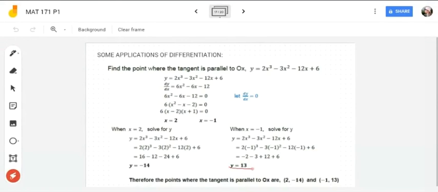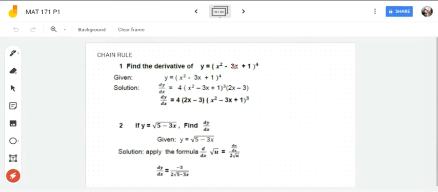And then your y is equal to 13. Therefore, your second point is at negative 1, 13. So these are the two points where the tangent is parallel to your x-axis. Okay, so those are the applications of your differentiation.